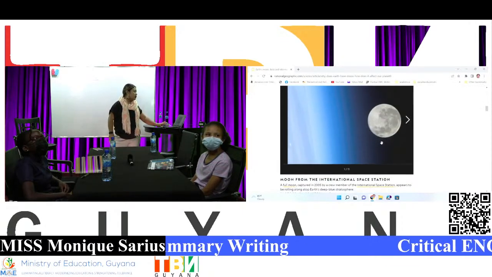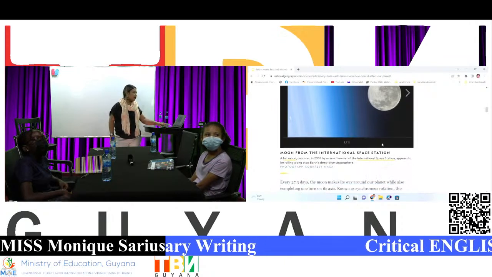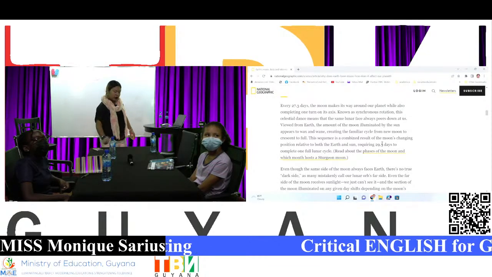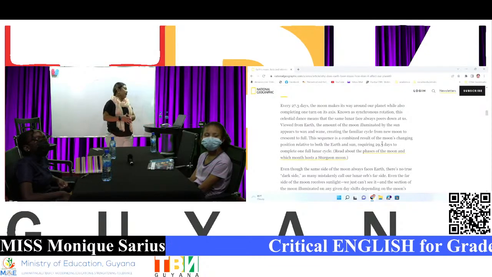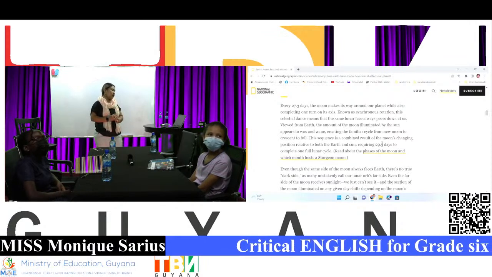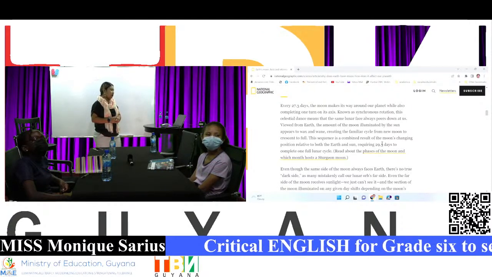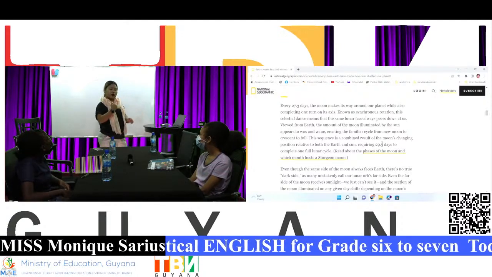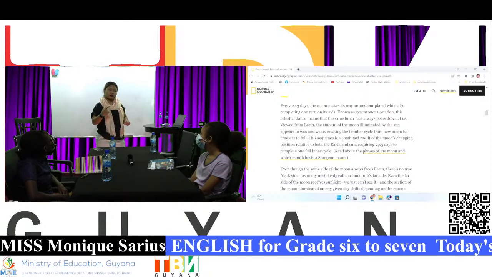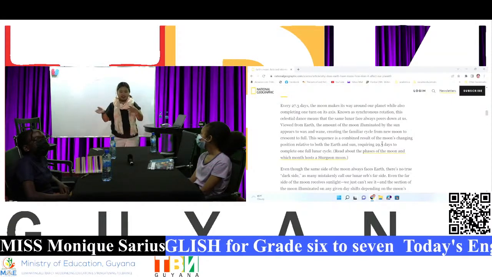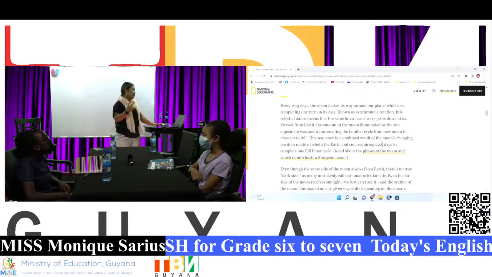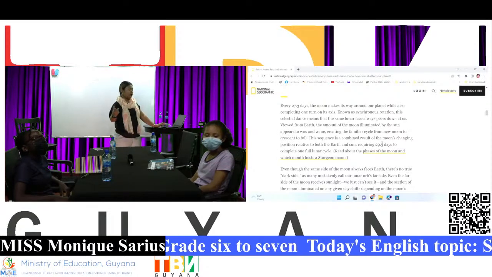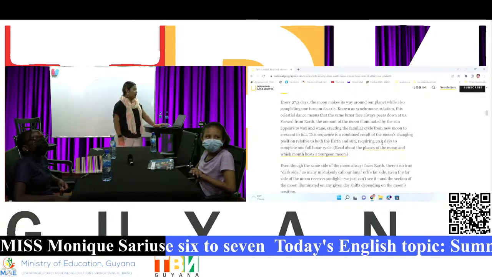Good. So let's continue. So there's a photo of the moon again. And we're going back to the passage. We're going to try to wrap up with this here because we're running low on time. So every 27.3 days, the moon makes its way around our planet while also completing one turn on its axis. So going around our planet, what is one word for that, going around something? Rotation. Excellent. You see your science class is coming in handy here, right? So every 27.3 days, the moon makes a rotation around the planet, the Earth, known as synchronous rotation.